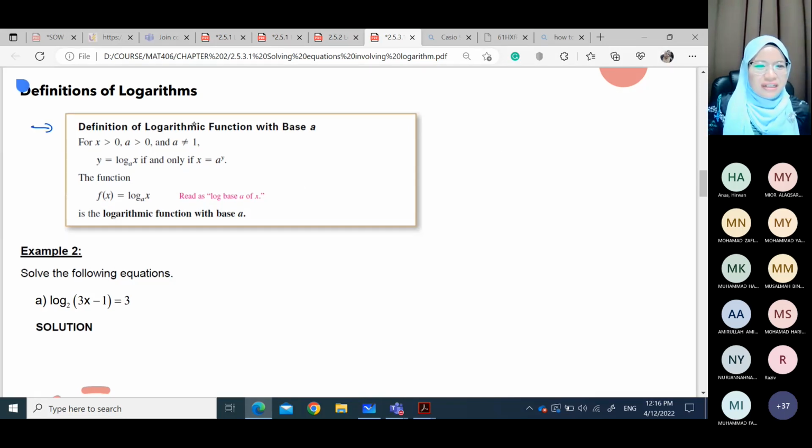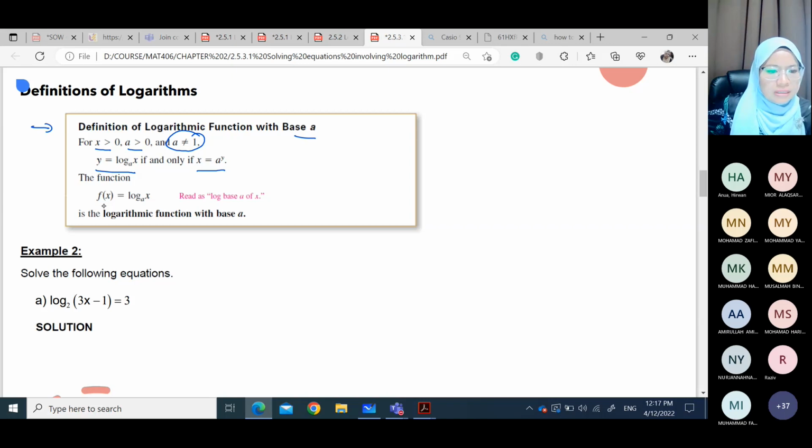Okay, so kita tengok definition of logarithmic function with base a. For x is greater than 0, so maknanya x is always positive, and a is also always positive and a is not 1. A tak boleh 1. So y equals log a x if and only if x equals a to the power of y. So definition ni menerangkan kaitan antara log dan juga index. Kalau kita ada y equals log a x, where a is a base and y is an index, in index form it will be x equals a to the power of y.